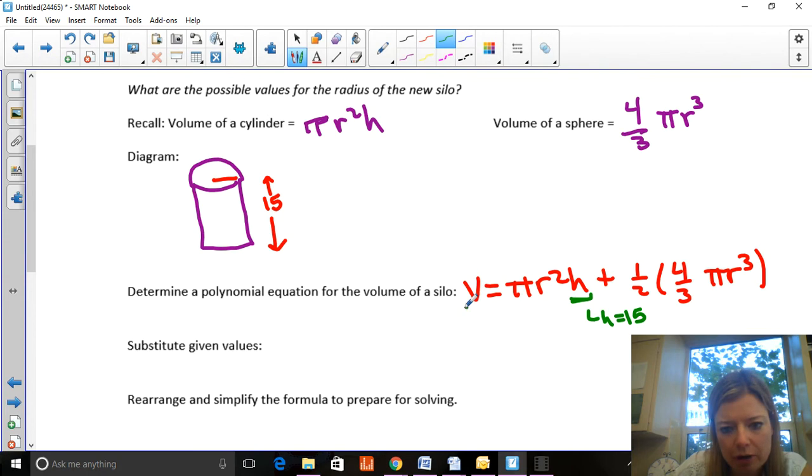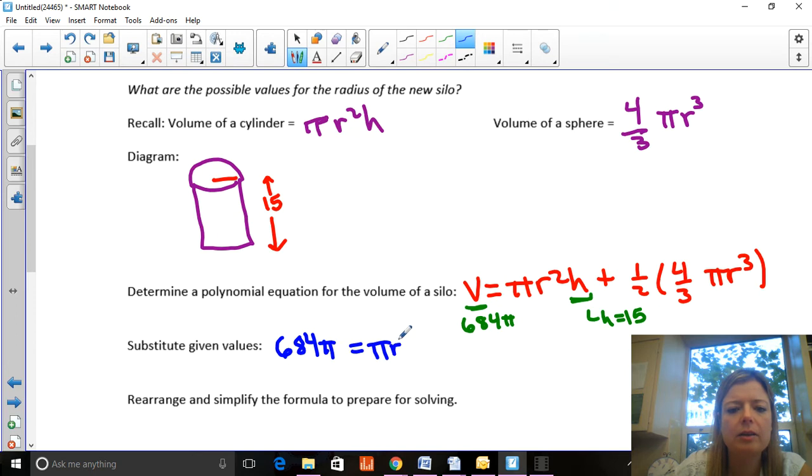Oh, and we know that the volume is 684π from the question. So we can sub those things in. So now we have 684π equals πr² times (15 plus, I'm just going to, 1/2 times 4/3 is 4/6, which is 2/3) 2/3 πr³.